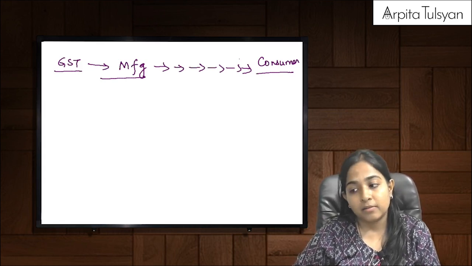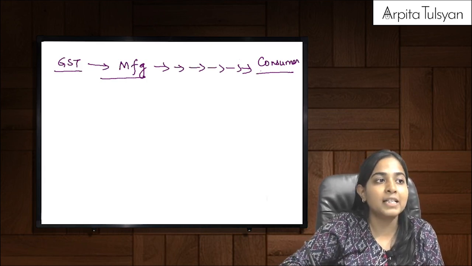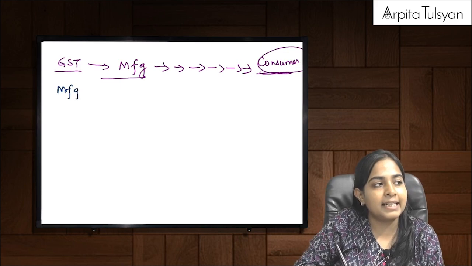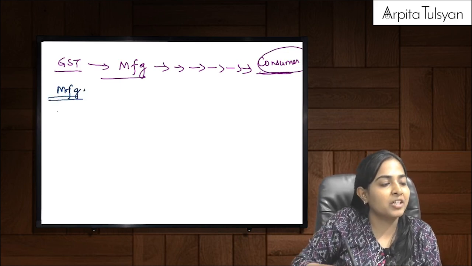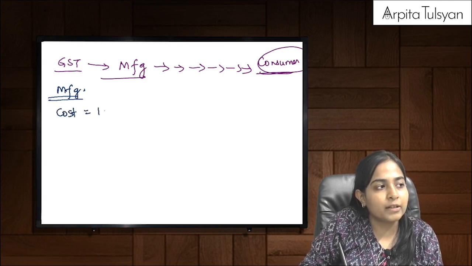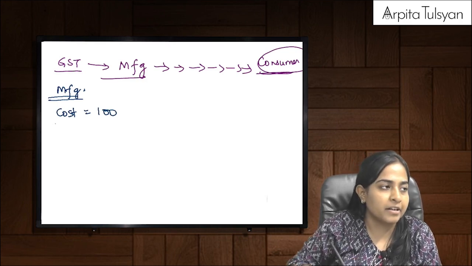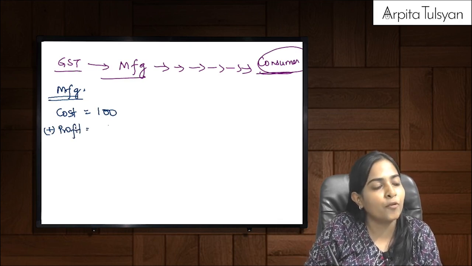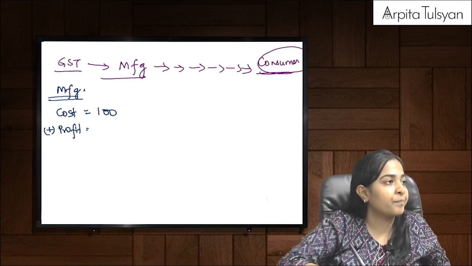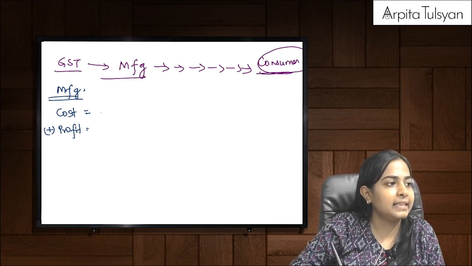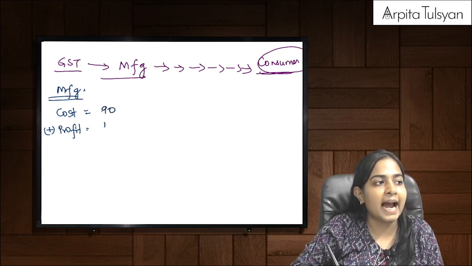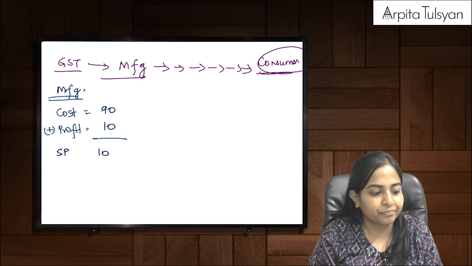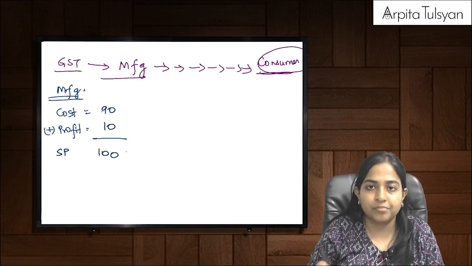Now, ma'am, can you please explain how it is borne by the consumer? Let's try to understand. Now, everyone just pay attention. I'm taking a mathematical example. Let's take the example of a manufacturer. Manufacturer is making something. His cost is equal to 100 rupees. And then he is going to sell this. Let's say he is adding some profit. Definitely, he is going to add some profit. I'll take this for simplicity as 10. He is adding a profit of 10. His selling price is equal to 110. Are you clear till here?